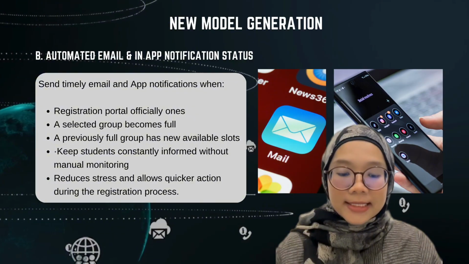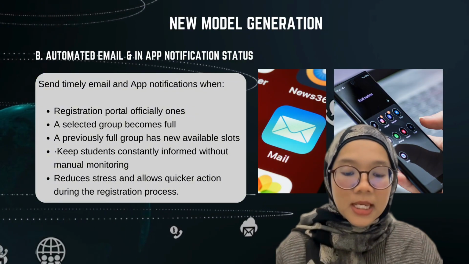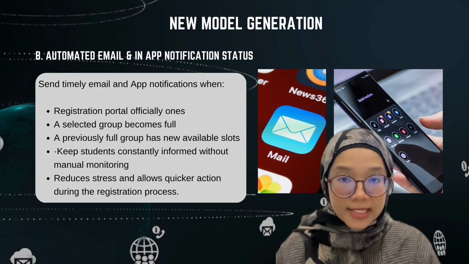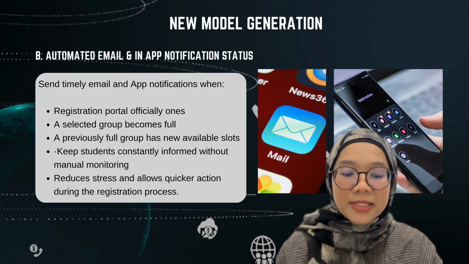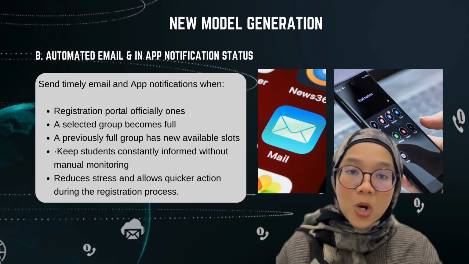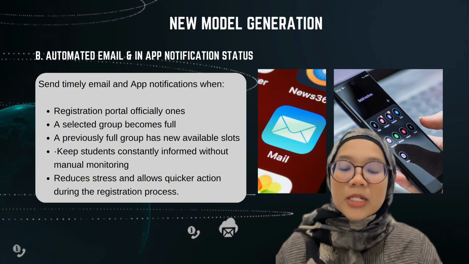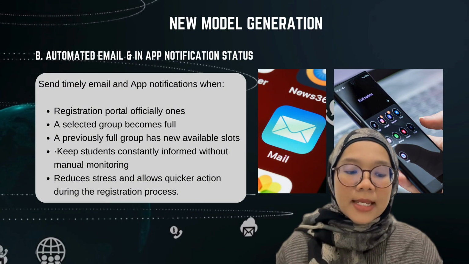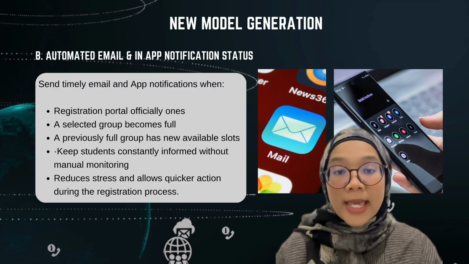Number 2, when a selected course becomes full. And number 3, when new seats are available. For example, if a previously full class suddenly has 3 open seats, a notification will be sent to all students on the wait list, prompting them to act quickly.